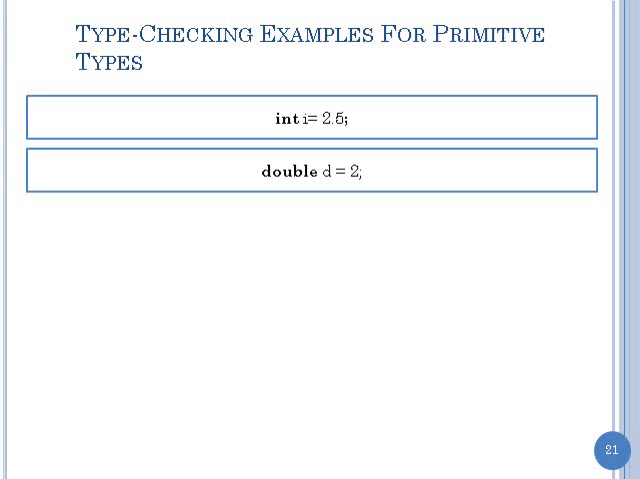Is the first statement allowed? Can I assign to i 2.5? No, because not every double is an int.